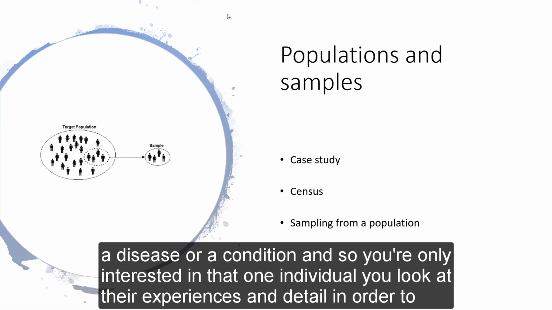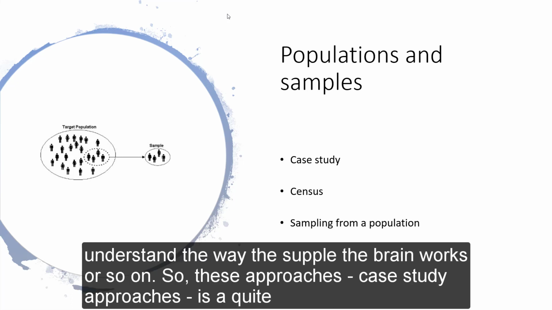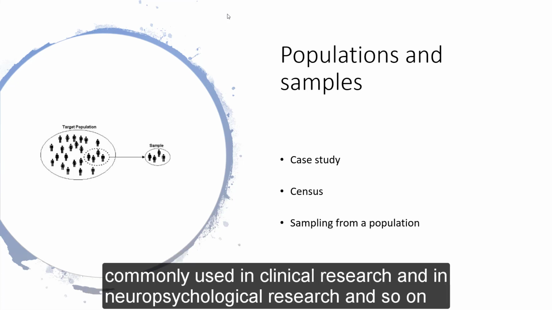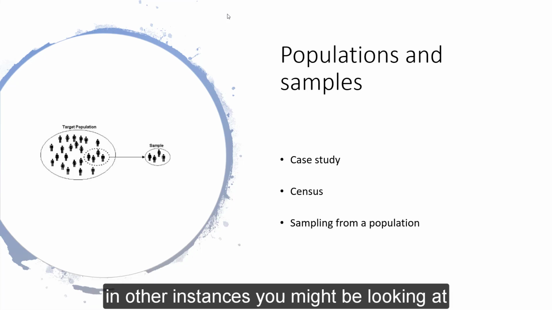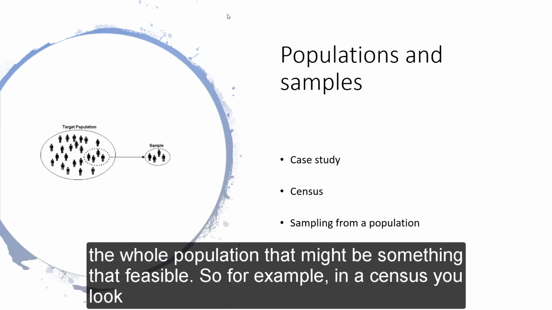So in a case study, you may look at one individual who has a rare presentation of a disease or a condition. And so you're only interested in that one individual and you look at their experiences in detail in order to understand the way that, for example, the brain works or so on. So these approaches, case study approaches, are quite commonly used in clinical research and in neuropsychological research and so on. In this case, the sample is essentially the one individual.